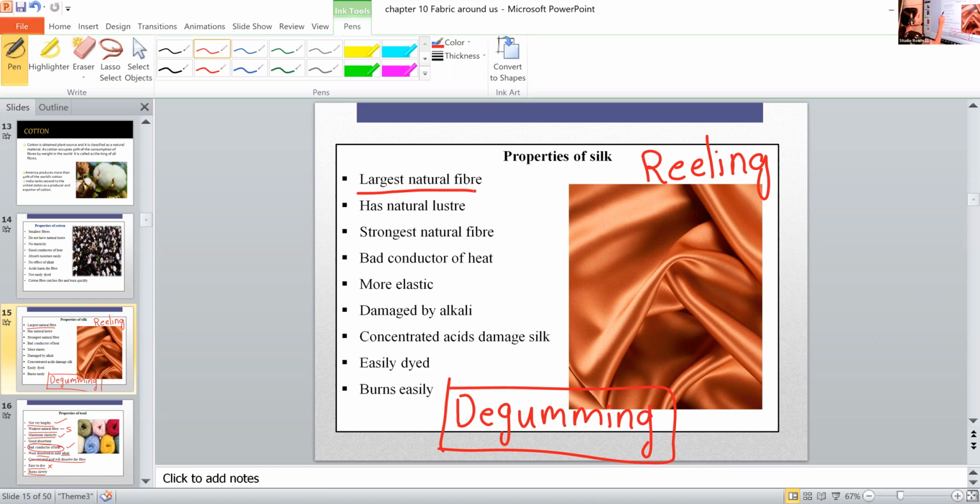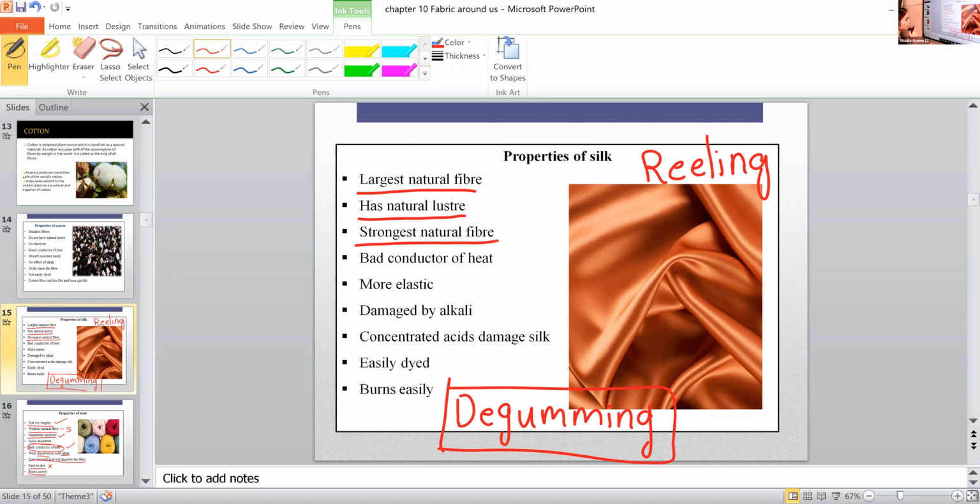And then it has natural luster. Cotton does not have natural luster and wool is also very weak in natural luster. Silk has natural luster. Then silk is the strongest natural fiber. So silk has natural luster and is the strongest natural fiber.